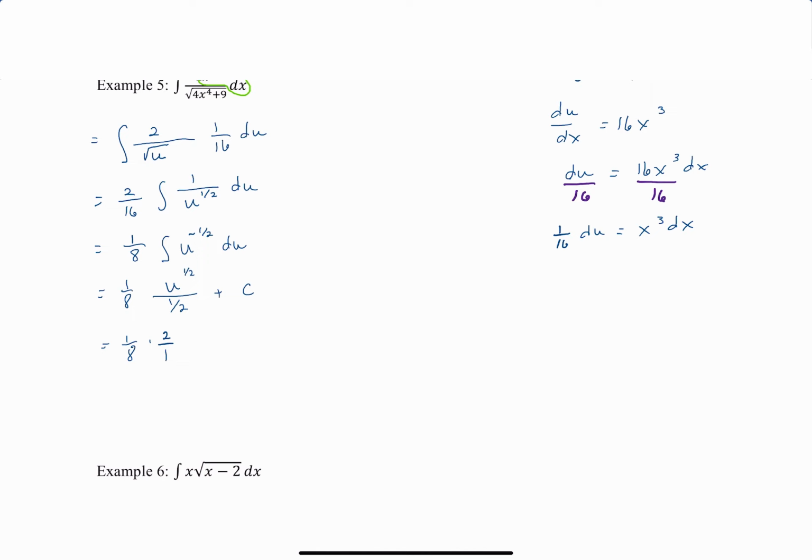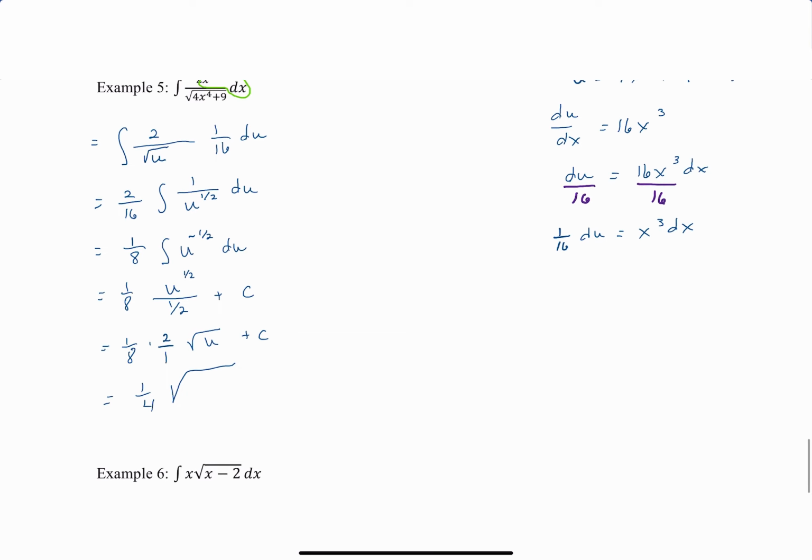And then I've got square root of u plus c. So simplifying that fraction, we get 1/4. And u is just our name for 4x to the 4th plus 9. So there we go, we're done with that one.